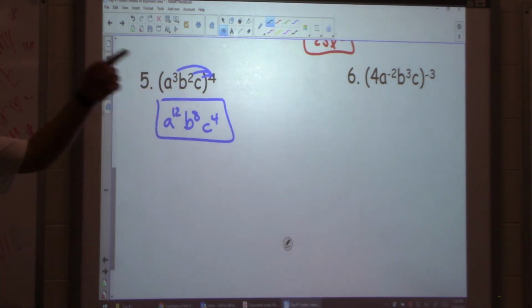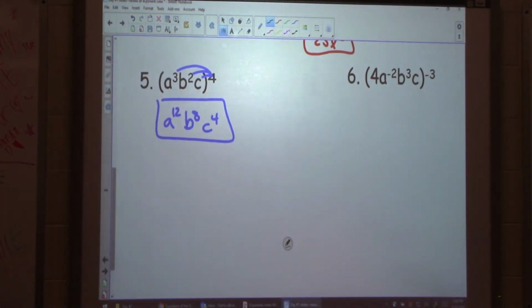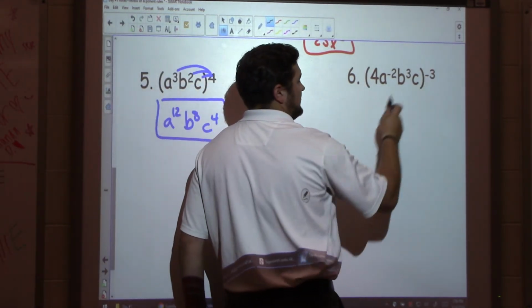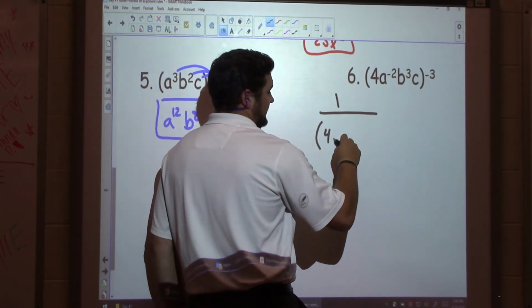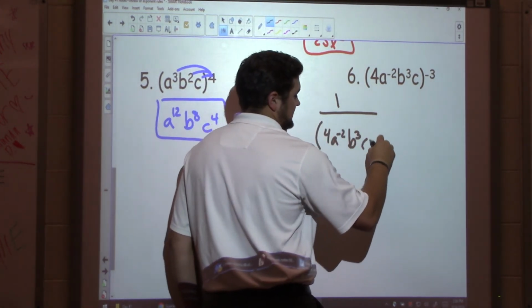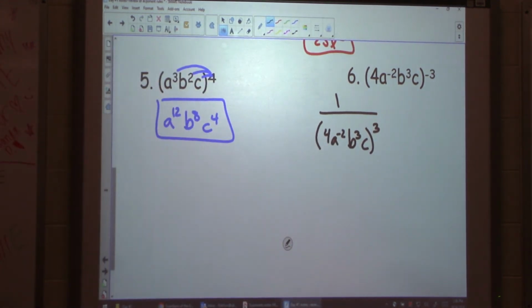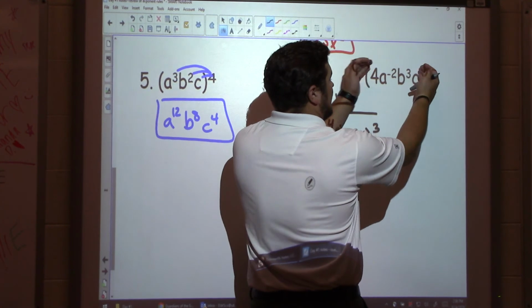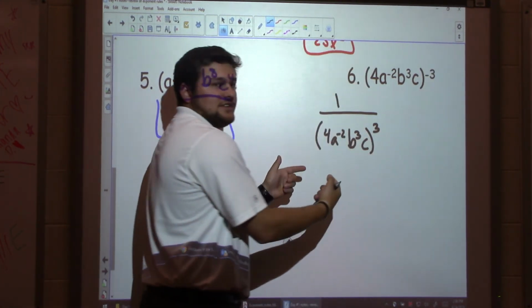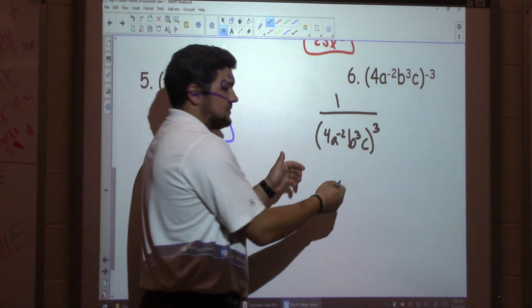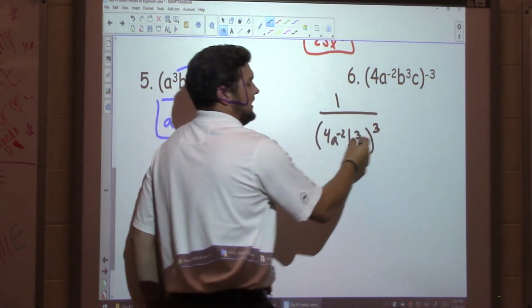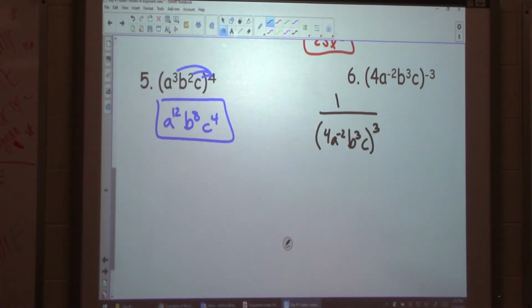Alright, last one. Same thing, like I said, I'm going to take the whole expression and put it in the denominator first. Make this negative 3 positive, because it's a negative exponent. 1 over 4, a to the negative 2, b cubed, c to the positive 3. Now, notice, guys, that a still has a negative exponent. The reason for that is we made this negative 3 a positive 3 and moved the whole expression to the denominator. So we're worrying about this exponent right now. That a to the negative 2 doesn't change right now. Later on, we're going to move it back to the numerator and make it positive.